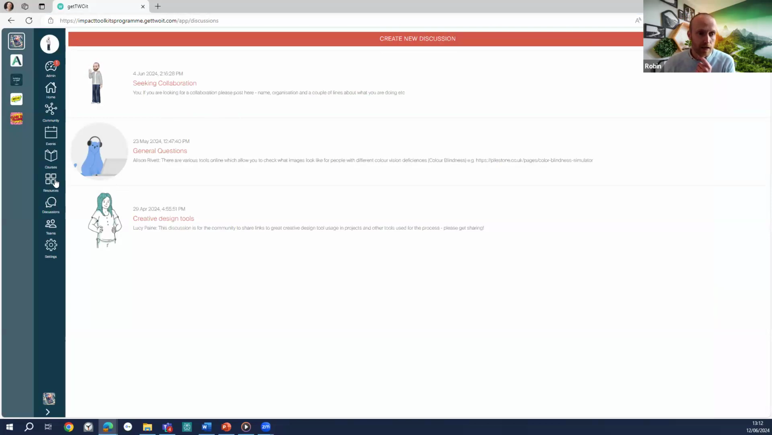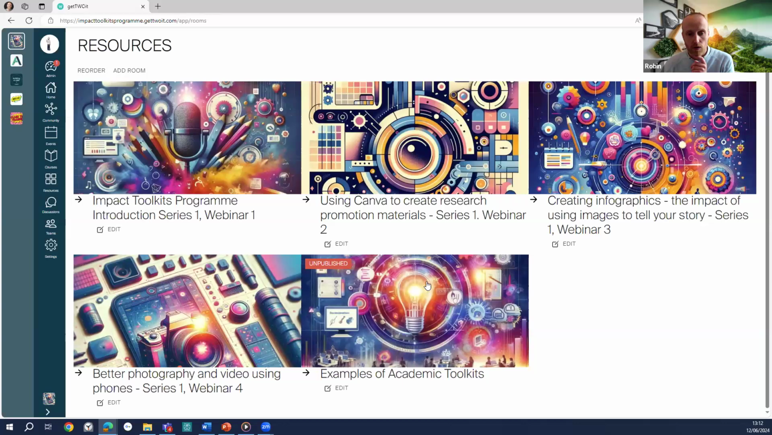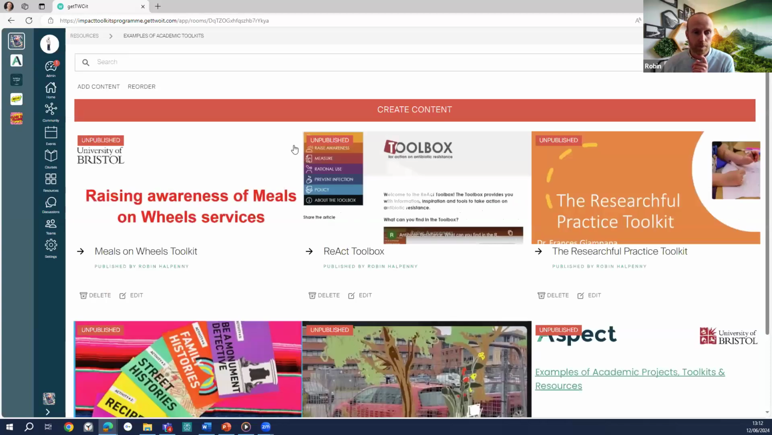For today, on our resources section, so we'll go live later on. We've got this section down here of the examples, and I'm going to show a few of them in a minute, just to touch on them, some snippets really of information. And what we have is various projects and examples of academic toolkits.